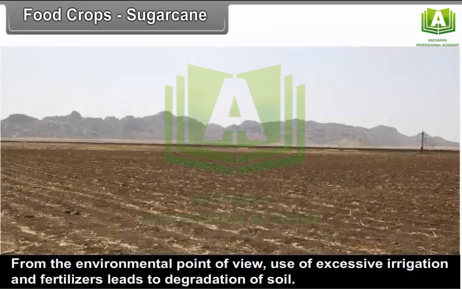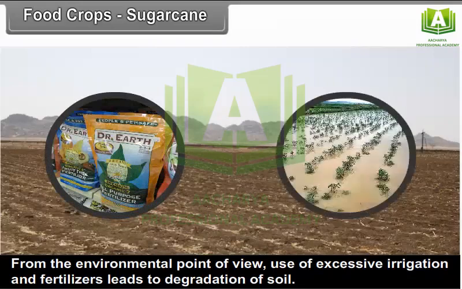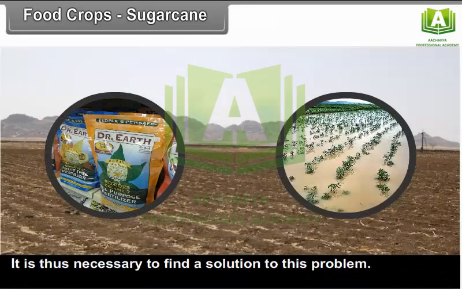From the environmental point of view, use of excessive irrigation and fertilizers leads to degradation of soil. It is thus necessary to find a solution to this problem.